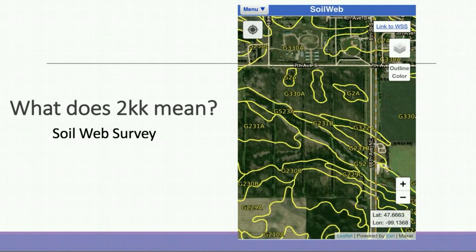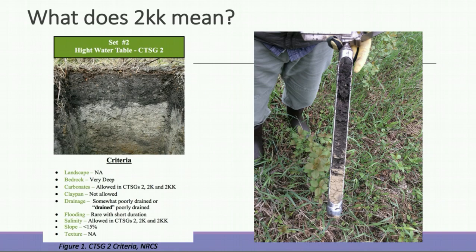The image to the right is a soil scientist pulling the soil probe where we have found a 2KK soil. We can compare this image from the field with the image on the left from the field diagnostic booklet, and we see that we have a match. The next test would be dropping that HCl on each horizon.